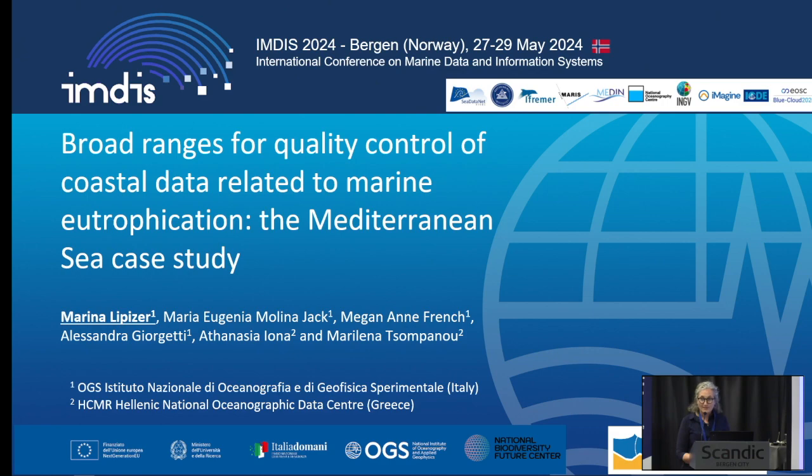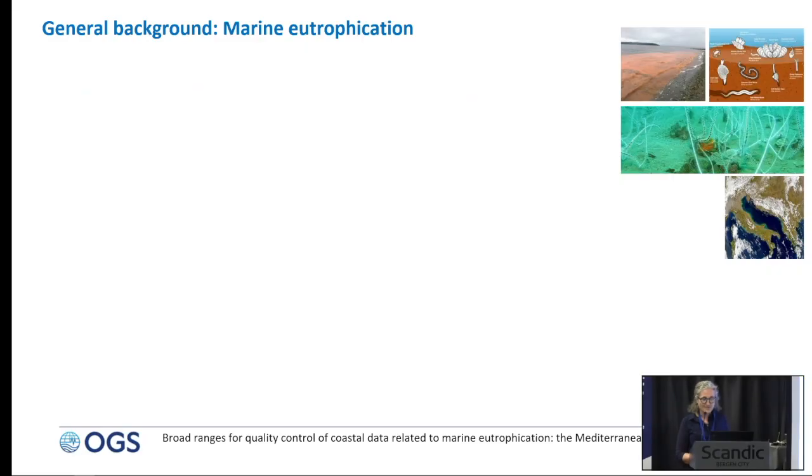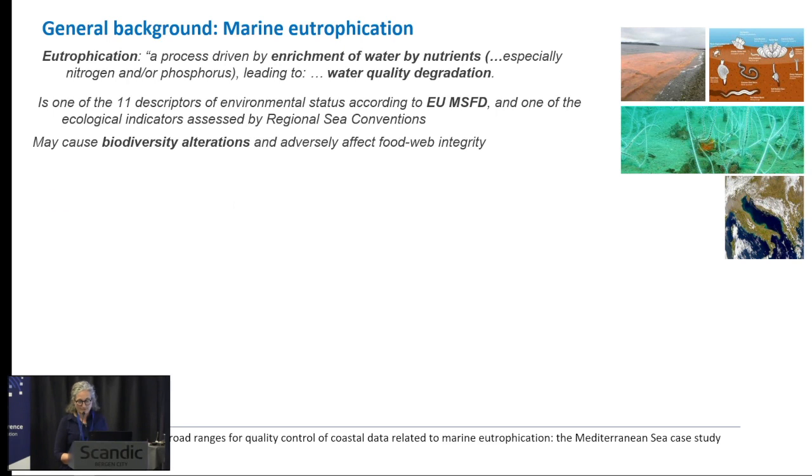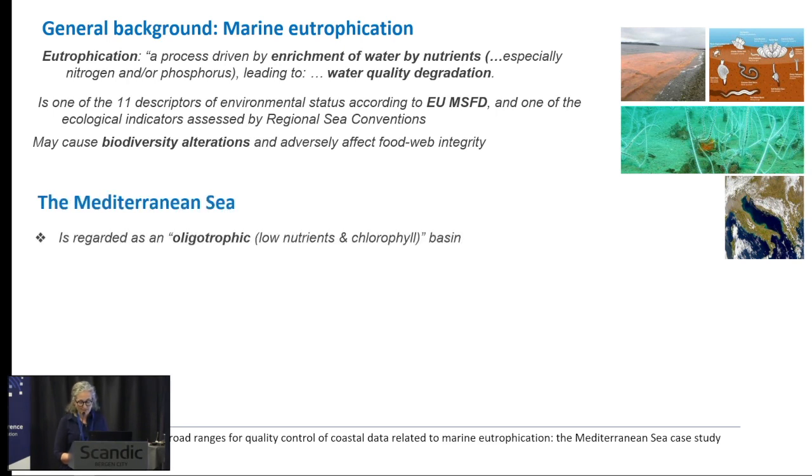So in order to start with a common understanding, what is marine eutrophication? It is a process driven by the enrichment of water by nutrients, leading to water quality degradation. And it is one of the 11 descriptors of the environmental status, according to one of the main European legislations, which is the Marine Strategy Framework Directive. And it's also an ecological indicator assessed by regional sea conventions. So it's quite an important indicator of the sea state.